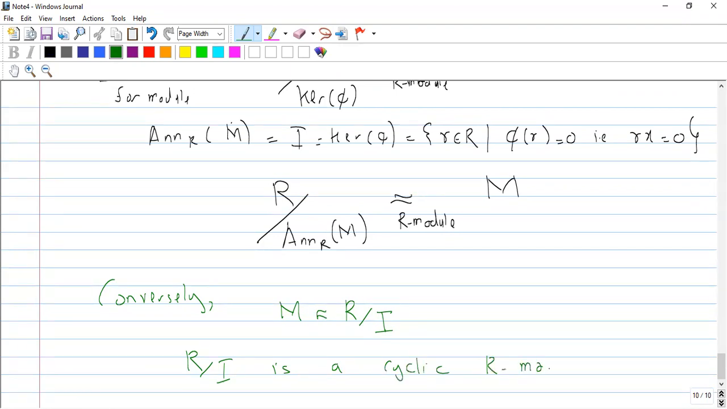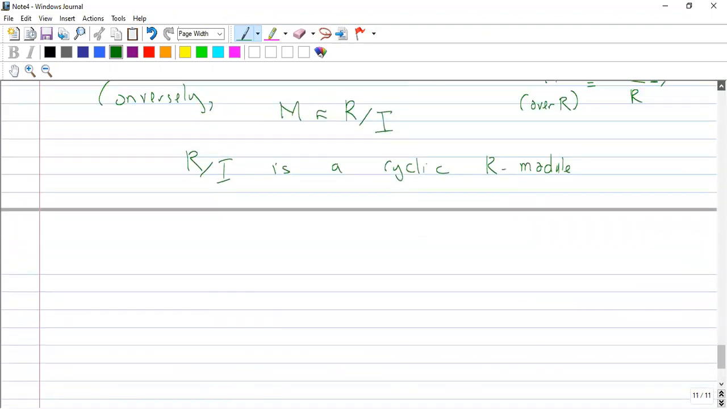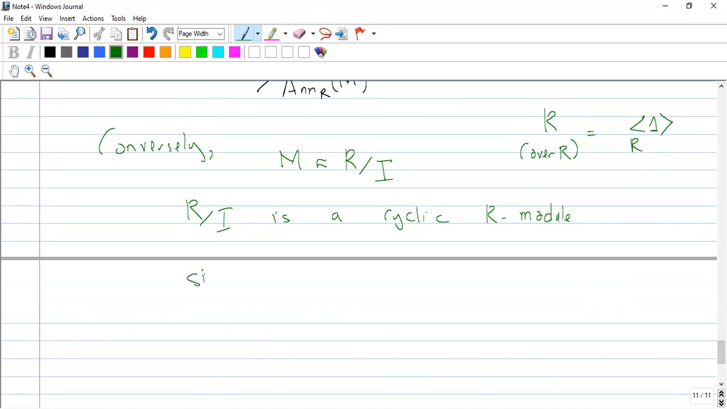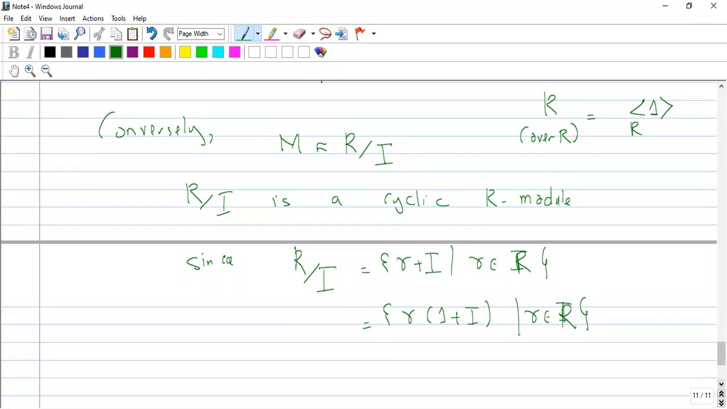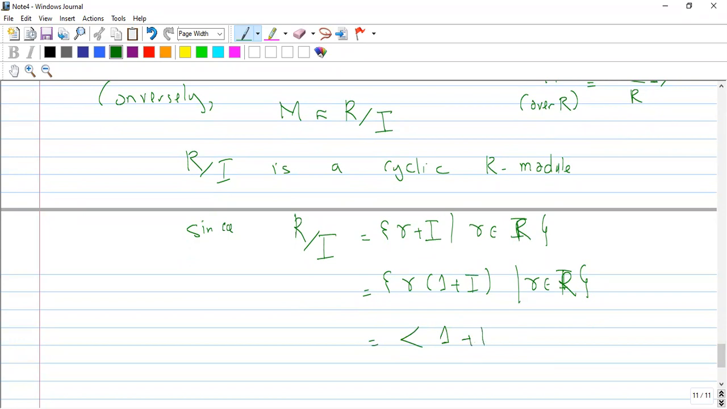We know that R over R is a cyclic R module because it is generated by 1. If I take R over R as a module, you can generate all elements with the help of 1. In the same way, R over I is also a cyclic R module, since every element of R over I can be written as a multiple of 1 plus I. So this is a module generated by 1 plus I over R.